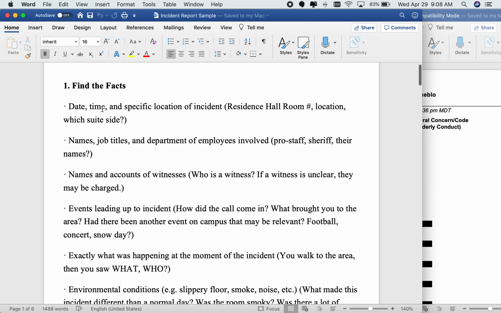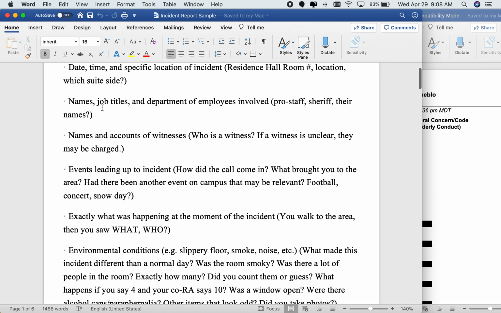Do put the date and time. If you're not 100% sure, but you know it was close to 10 p.m., you can say at approximately 10 p.m. Don't say Friday night, because Friday night could span from 5 p.m. until 2 o'clock in the morning. We don't know. So try to be as specific as possible the best you can.